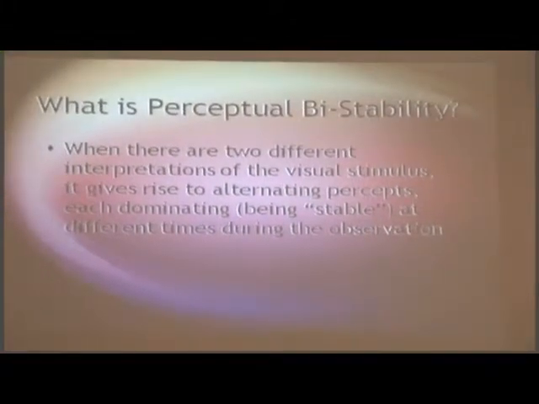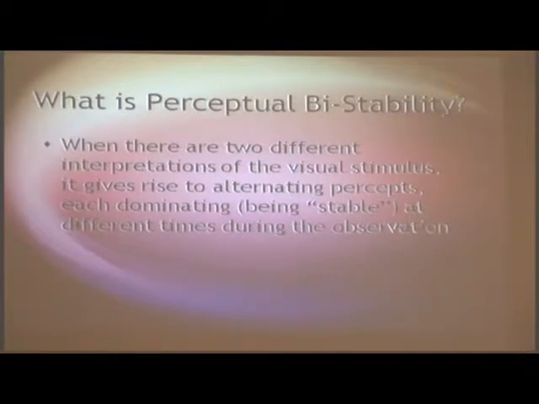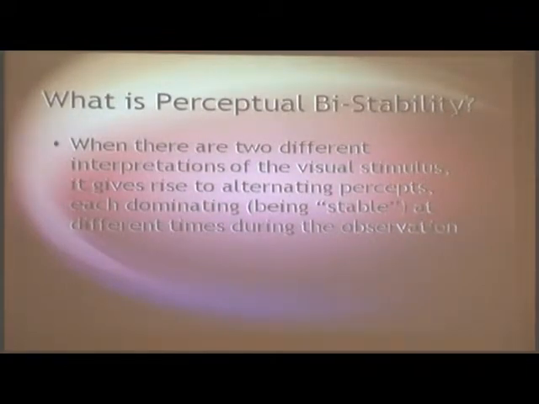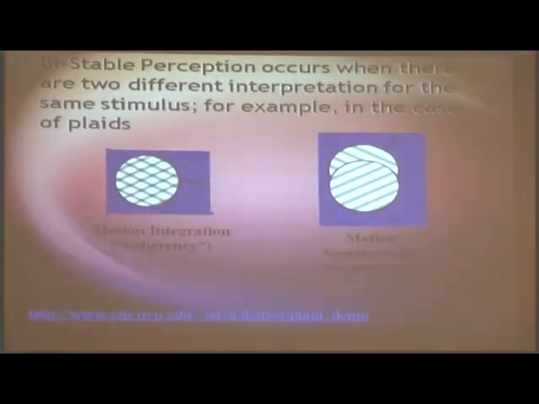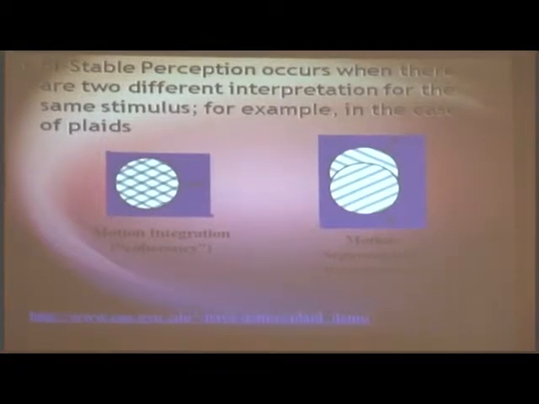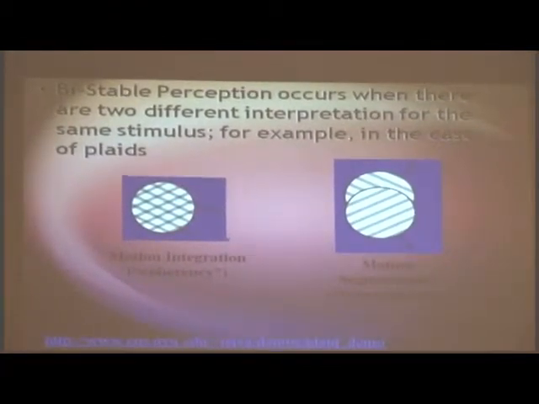What is perceptual bistability? When there are two different interpretations of the visual stimulus, it gives rise to alternating percepts, each dominating, being stable at different times during the observation. Bistable perception occurs when there are two different interpretations for the same stimulus. For example, in the case of clouds.